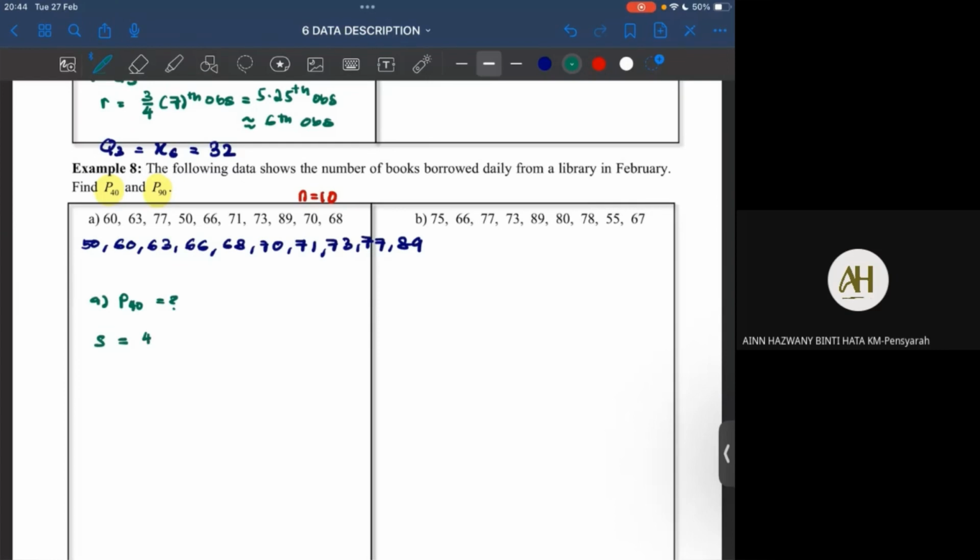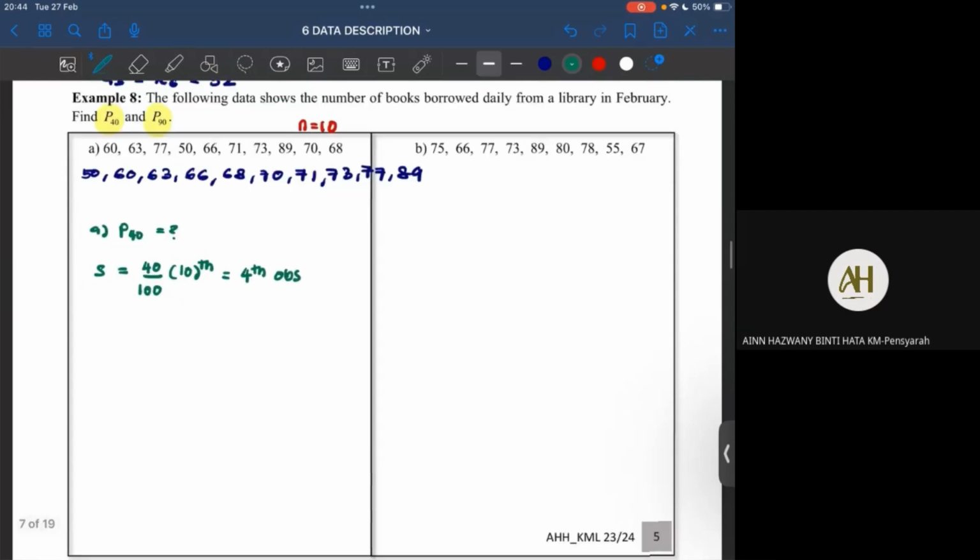So 40 over 100. Okay, di sini formulanya ialah K over 100. Kita tengah cari persental. So data kita dibahagikan kepada 100 bahagian. So you have to divide by 100. So K ini ialah apa yang diminta dekat sini. Multiply by N kita. Ingat ada observation, jangan lupa tulis. So here we have 4 observation. Okay, jawapan P40 bukan 4.